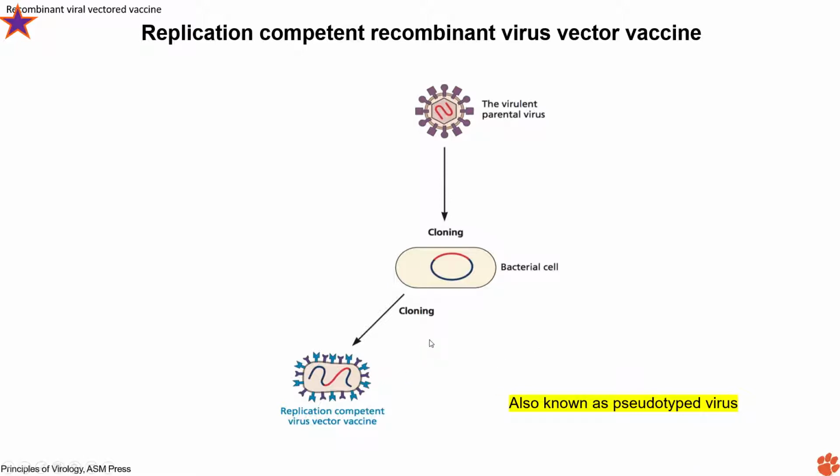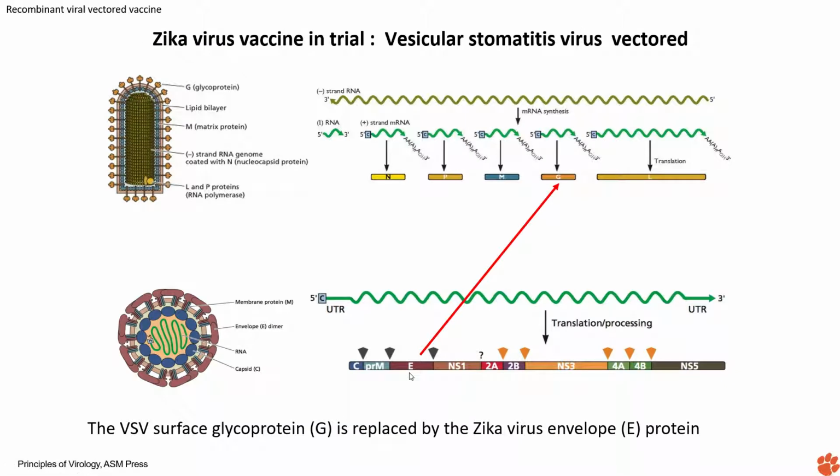Basically the idea is, you have the virulent parental virus, and you clone these proteins which are on the surface, either capsid or on the envelope, and put them on the virus, a recombinant virus. And in this process, these are known as pseudotyped viruses. Remember that. This word is important: a pseudotyped virus is where you change the surface glycoproteins to those of a different virus.